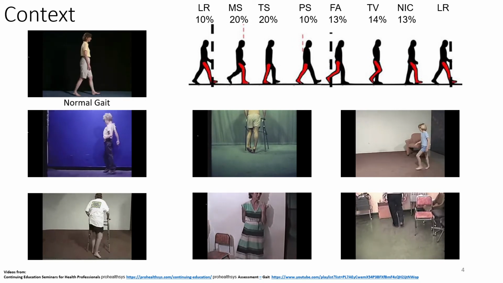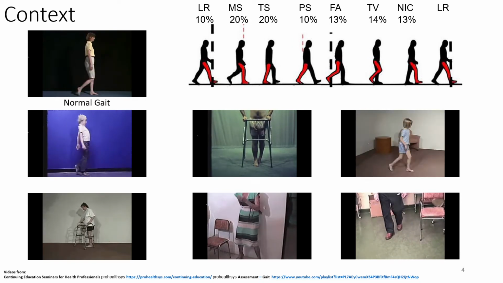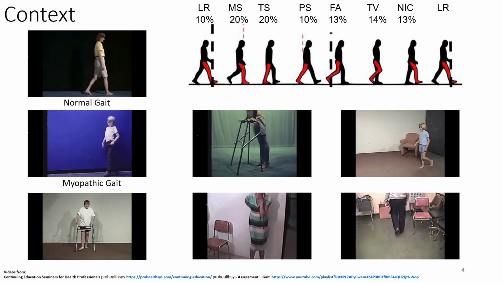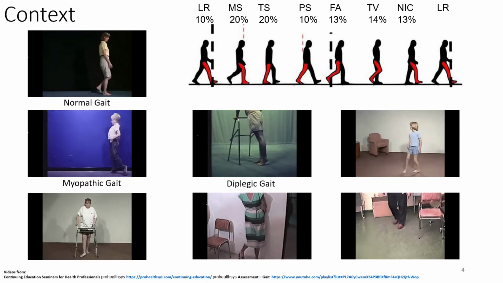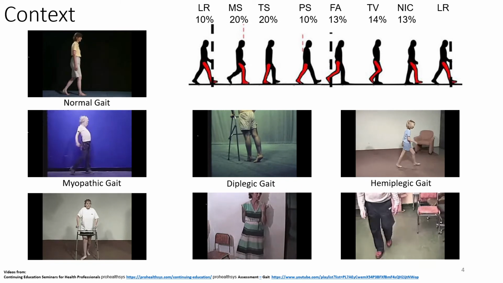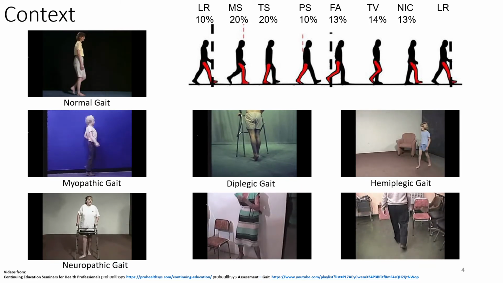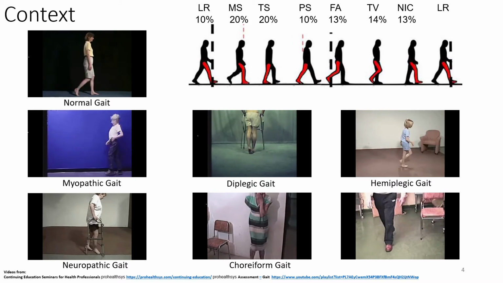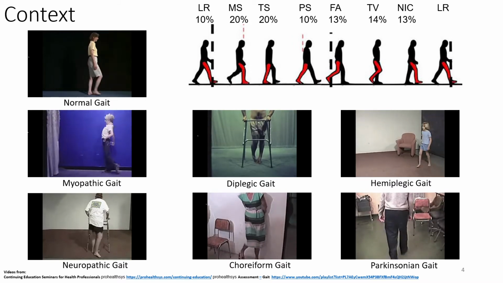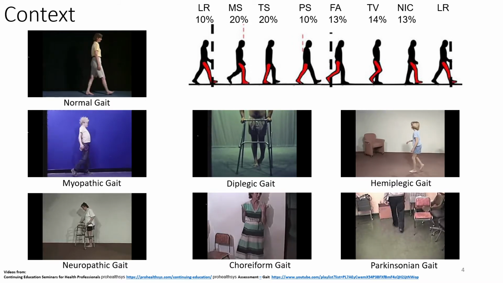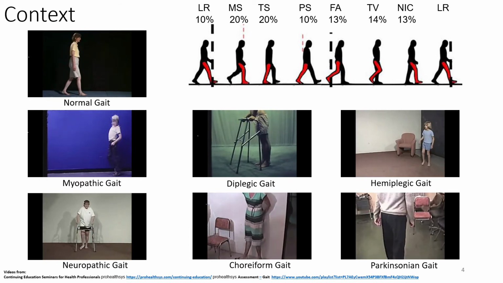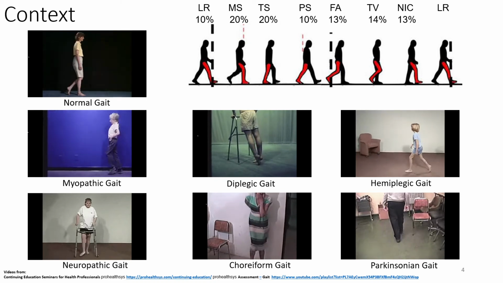Observe, for example, how normal people have a different walking scheme than myopathic patients, diplegic patients, hemiplegic patients, neuropathic patients, choreiform patients, and Parkinsonian patients. This makes walking cycle analysis and walking phases extraction crucial steps for many diagnoses.